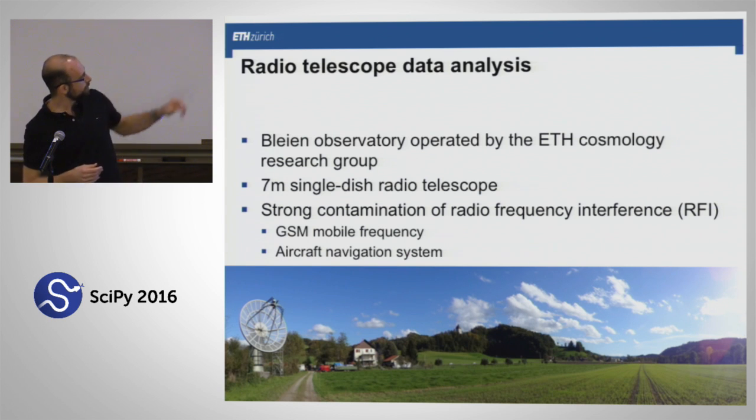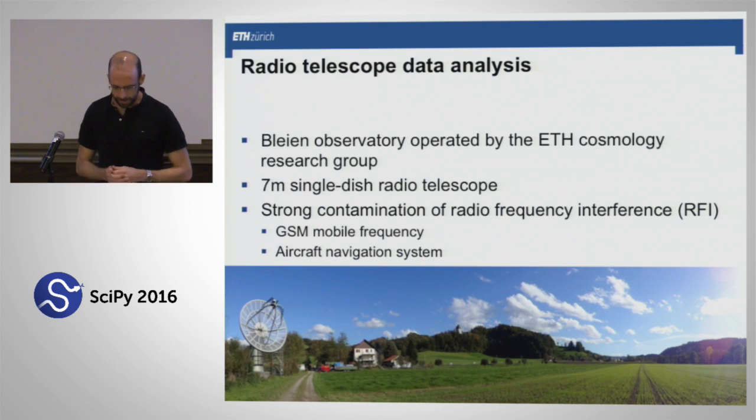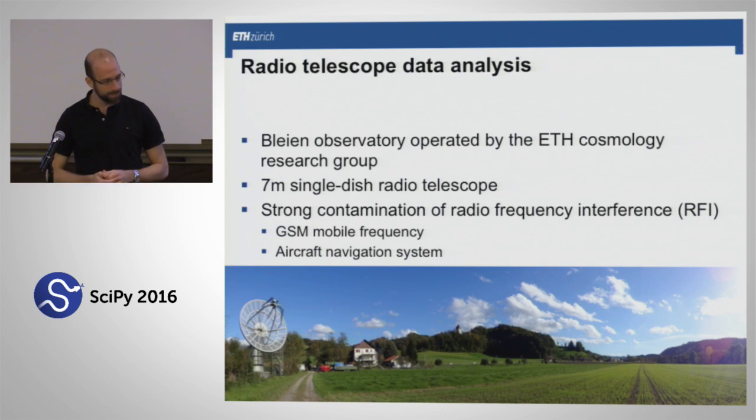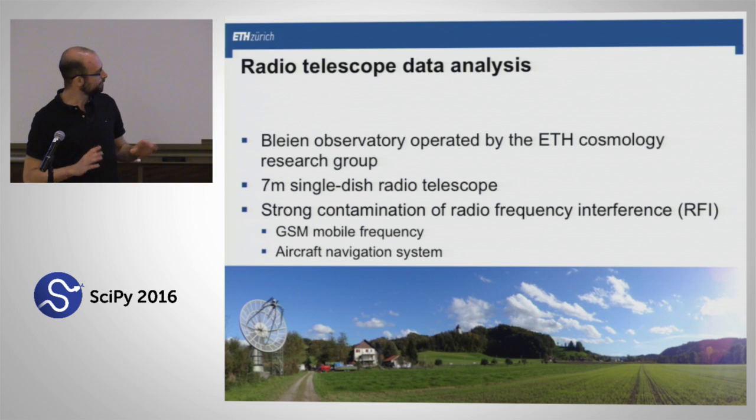So you see the telescope. It's a relatively small one. It's a 7-meter single-dish telescope that we operate by ourselves. It's in a beautiful place called Bleien. It's in the countryside in Switzerland, actually not so far away from where I live. So you see, it's fantastic to work there.